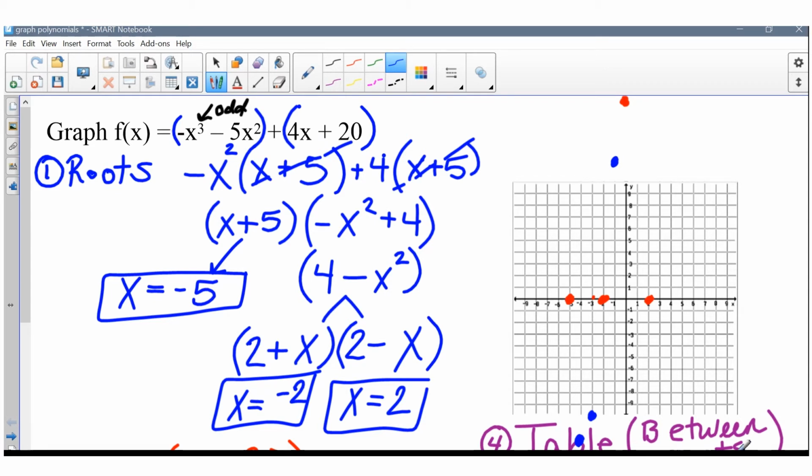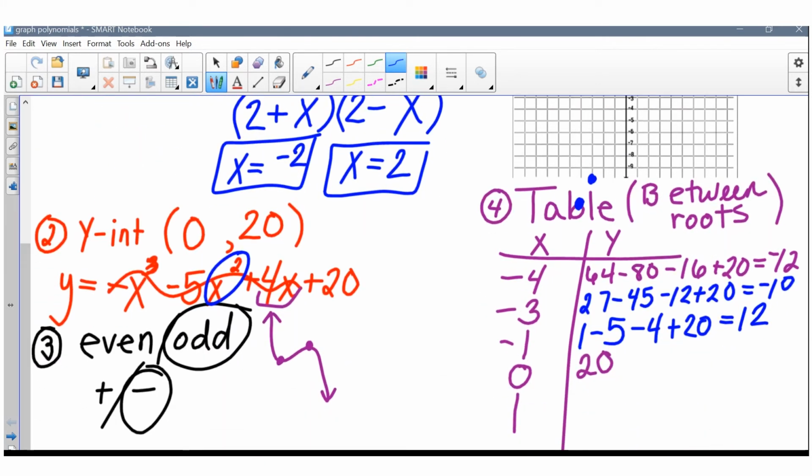So here's what the graph is going to start to look like. You're going to come down, you're going to come down here, you're going to go back up, and then you're going to come back down. Okay? So very steep curves.